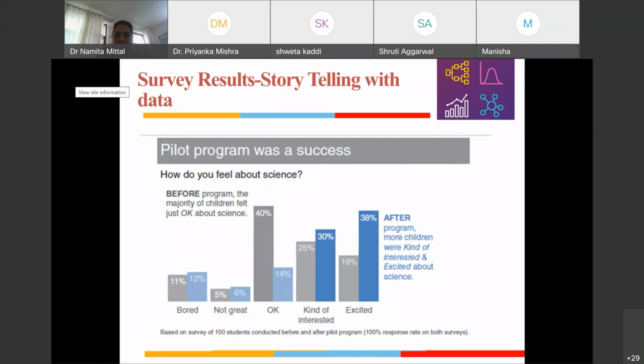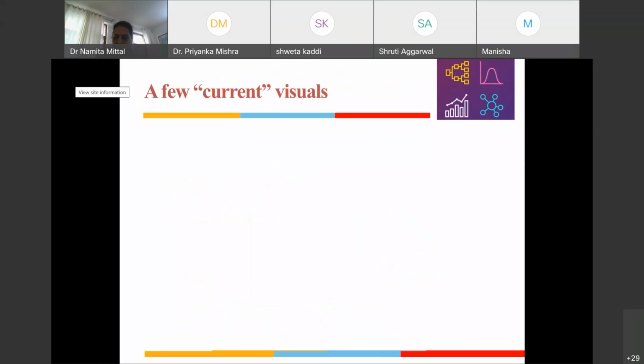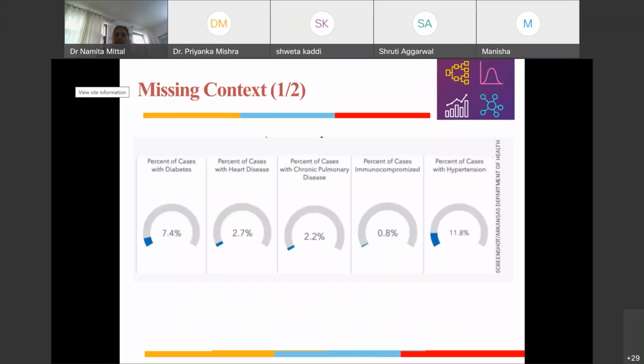Okay, so come to the next scenario. Look at this visual. This visual is about the missing context. Look at the first picture. Out of the big data, we have 74% cases of diabetes, 2.7% cases of heart disease and other diseases as well. But it's not conveying a big story.